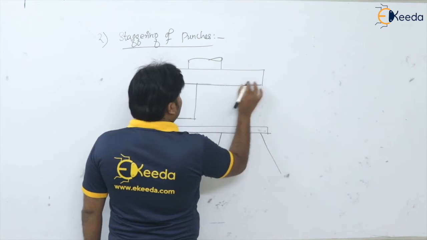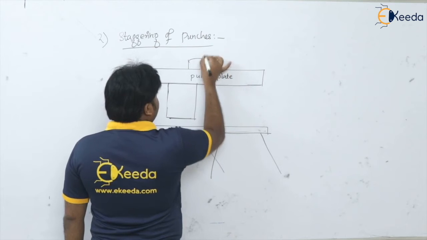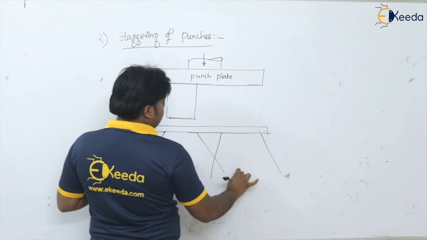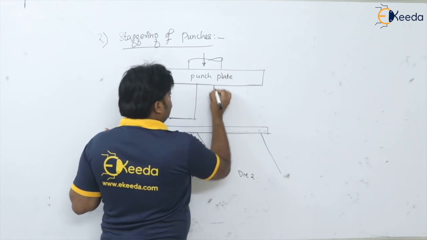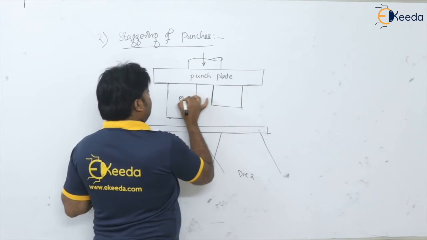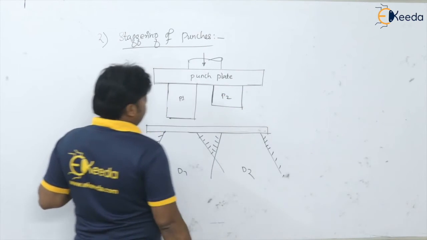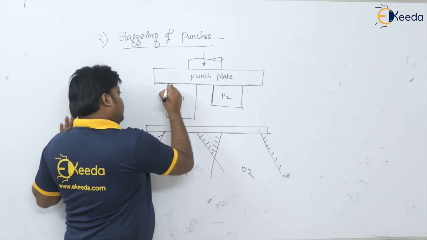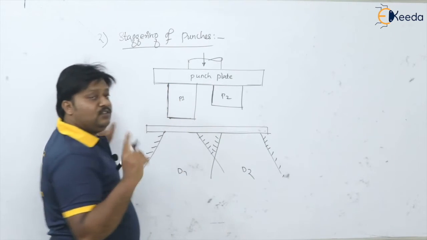So what I am doing here, this is our punch plate on which the punches are getting mounted. This is die 1 and this is die 2. Here I am going to stagger the length of the punches. Say this is punch 1, P1, this is punch 2, this is die 1 and this is die 2. Okay, now see what I have done here. I have reduced the length of one punch, that is, I have staggered the length of one punch.